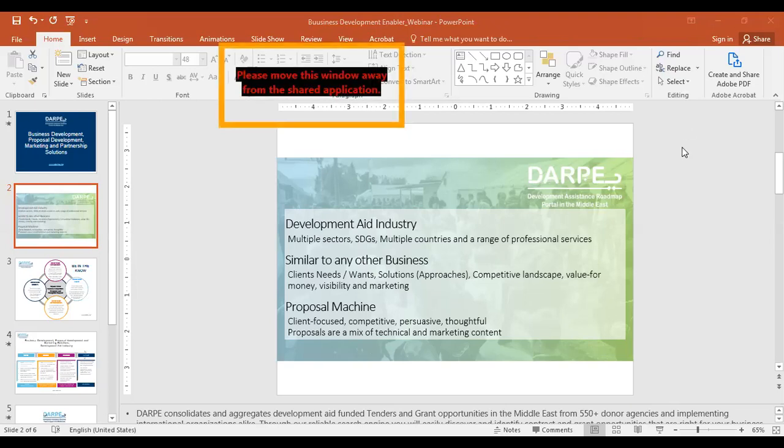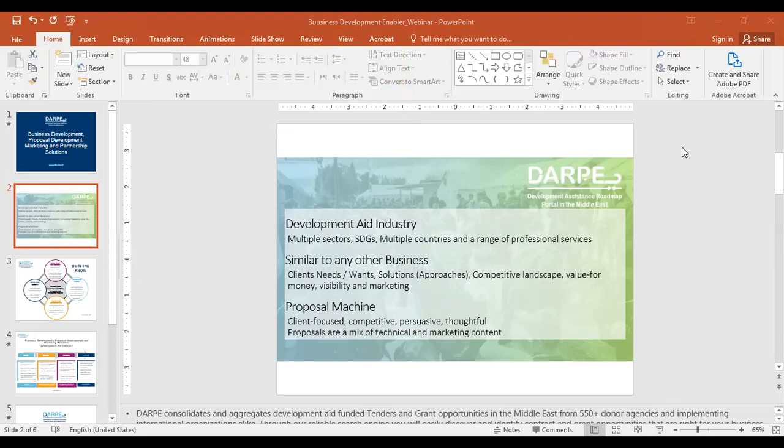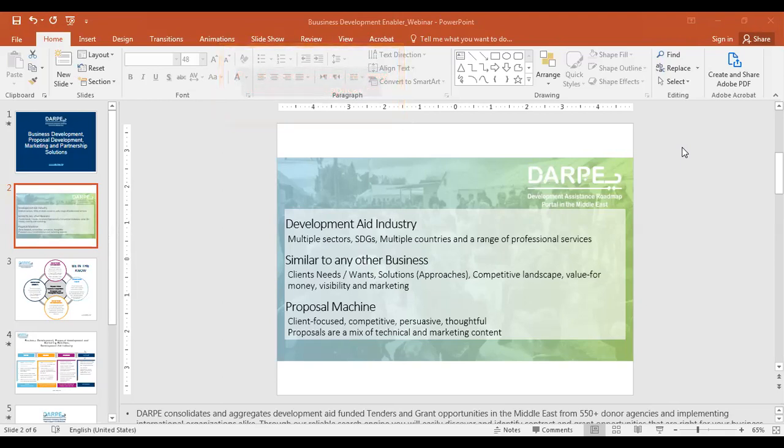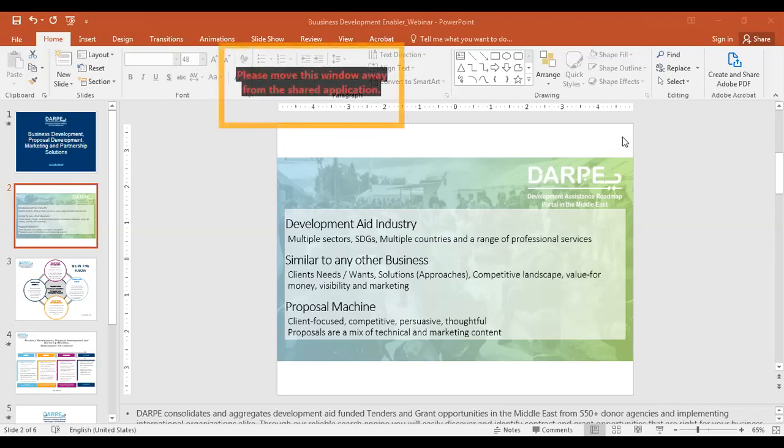Development aid industry works in all sustainable development goals, the 17 sustainable development goals. It includes multiple sectors, from infrastructure, from water, wastewater, from electrical, power stations, to underground, to transportation, to roads construction, to agriculture, to democratic governance. So it goes to multiple sectors.